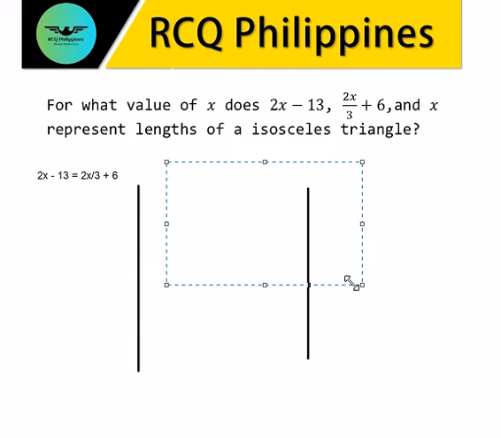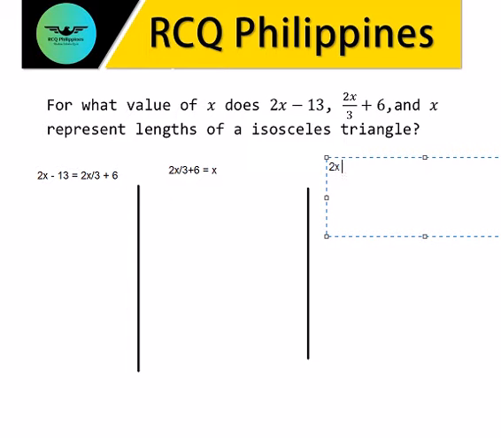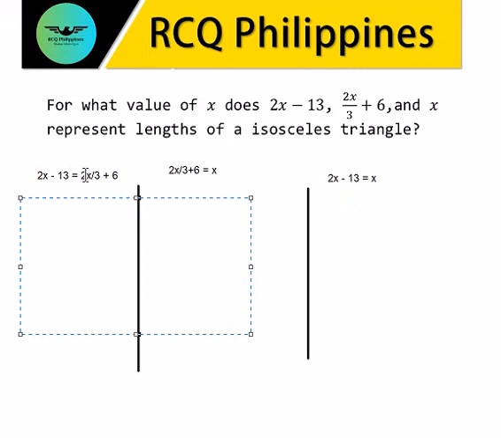The next ones are 2x over 3 plus 6 equal to x, and 2x minus 13 equal to x. So we put the values in here. We put 2x over 3 to the left, and negative 13 to the right. So you get 4x over 3 equal to 19.